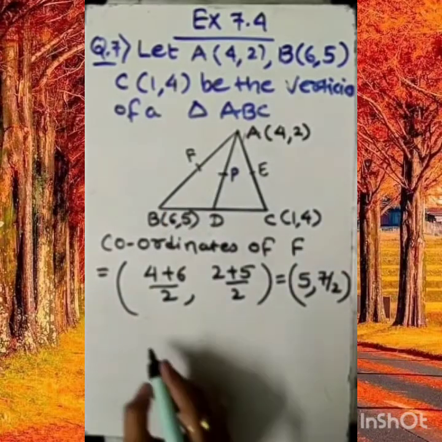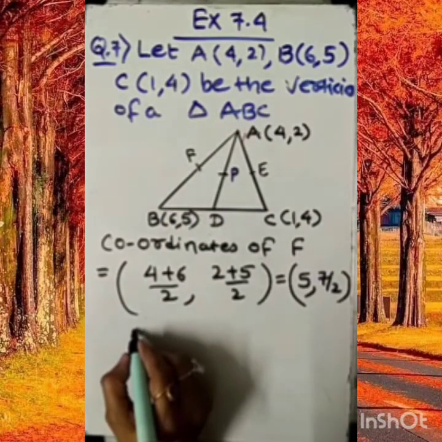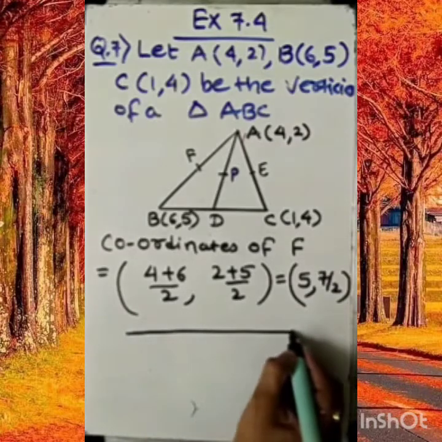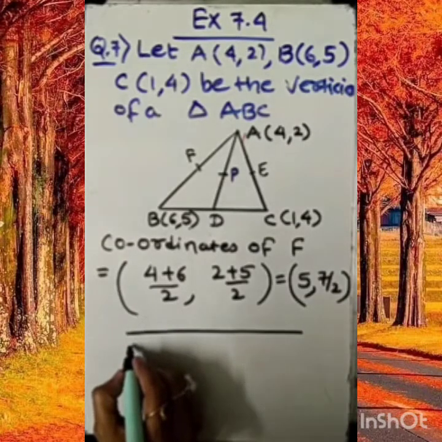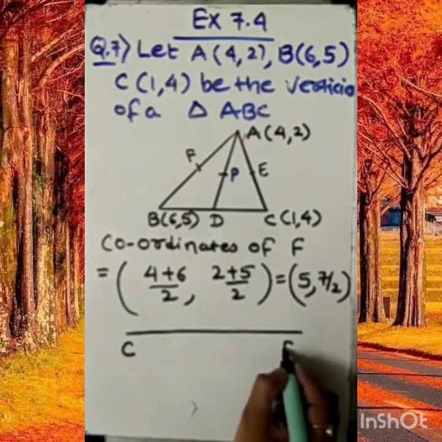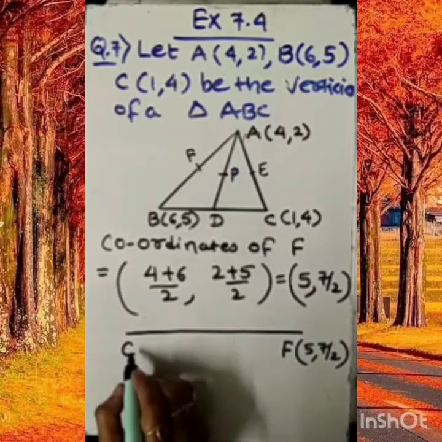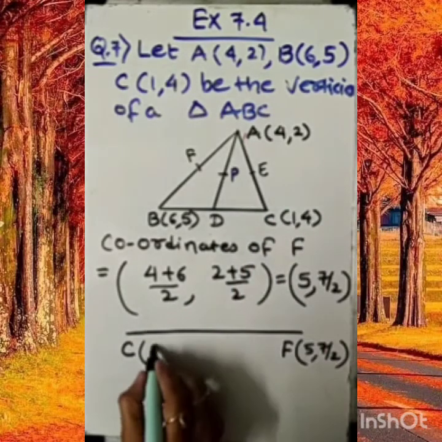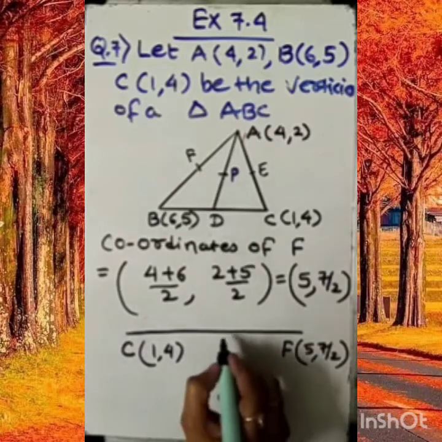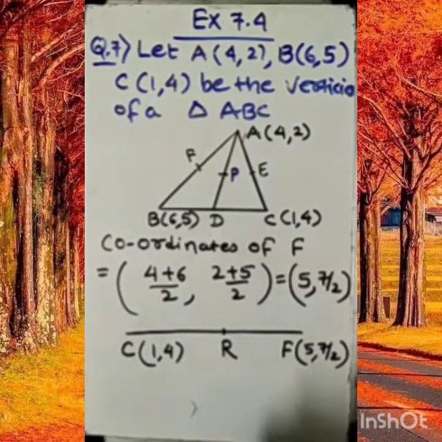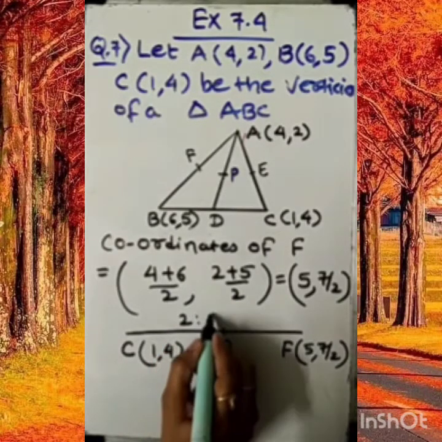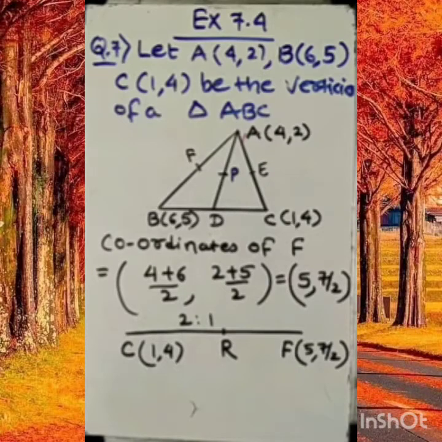Now let's draw one straight line. Let me explain through this line we are drawing. This point I am considering as point C. This is point F. The coordinate of F we already found, (5, 7/2), and the coordinate of C is already with us, that is (1, 4). Now I am considering another point R that lies on this line segment, and it divides in the ratio 2:1. Now the same procedure, we need to apply the section formula to find the coordinates of R.